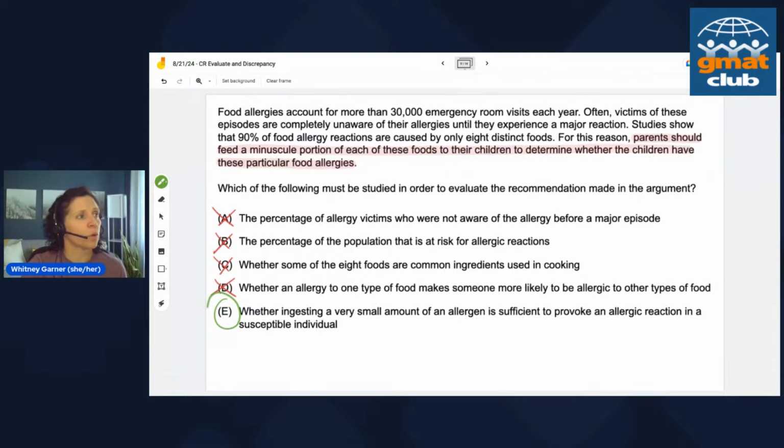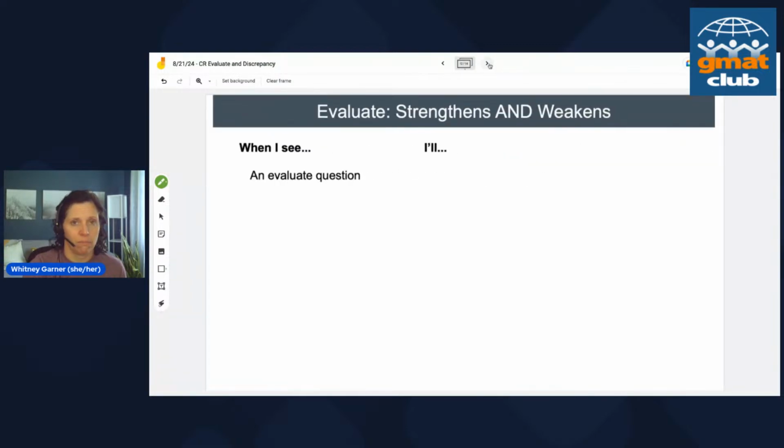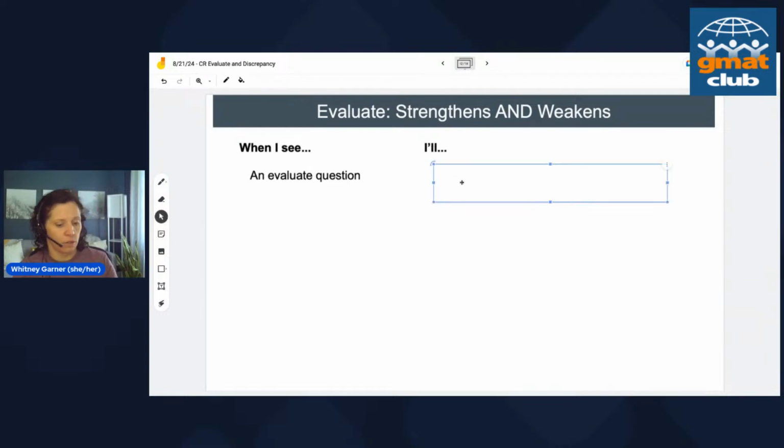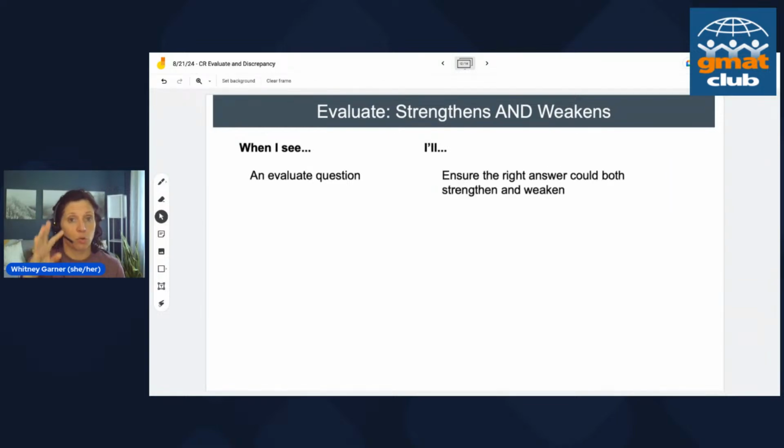Okay, so when we're working in the world of evaluate, we're thinking about things that strengthen and weaken simultaneously. A couple of takeaways for you before we move to our other and final kind of question type for the day. When I see the word evaluate in the critical reasoning question itself, I'm going to make sure that a right answer has this kind of pivot. Like, if I say yes, this is true, that makes my argument go one direction. If I say no, this isn't true, my argument goes the other direction.